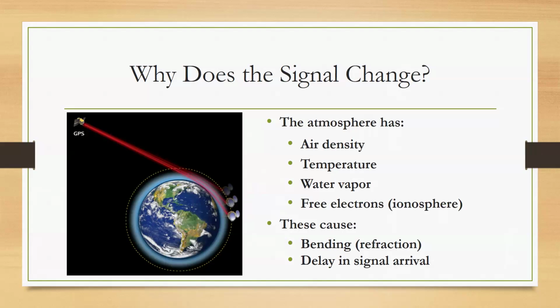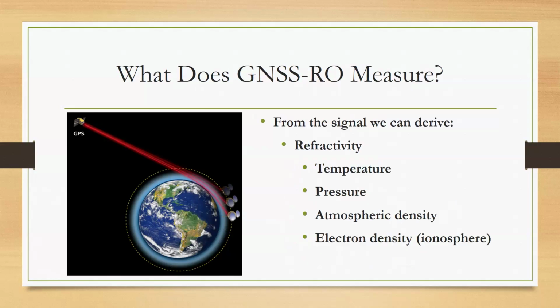The parameters we measure, and why that bending happens, why there's a change in the signal, is because the atmosphere has density. There's air density, it has temperature, it contains water vapor and also free electrons, like we spoke about in the ionosphere last time. These properties cause the signal to bend or refract or to be delayed within the atmosphere. And through that way, the atmosphere is being remotely sensed. So we can do some measurements about the atmosphere.